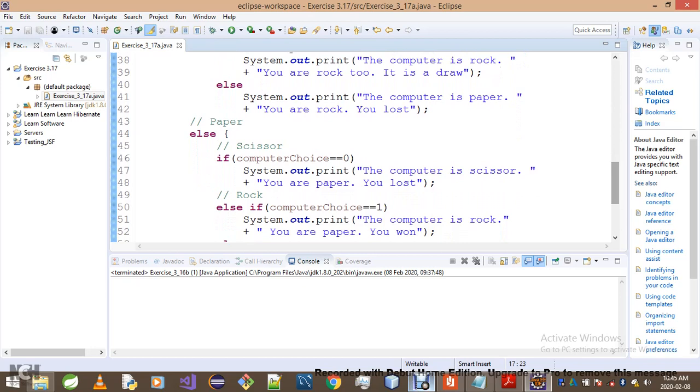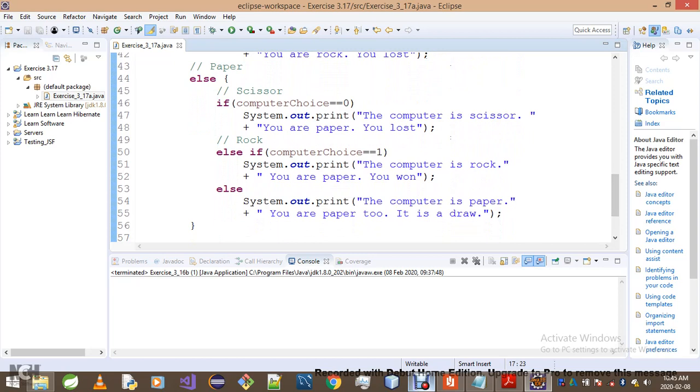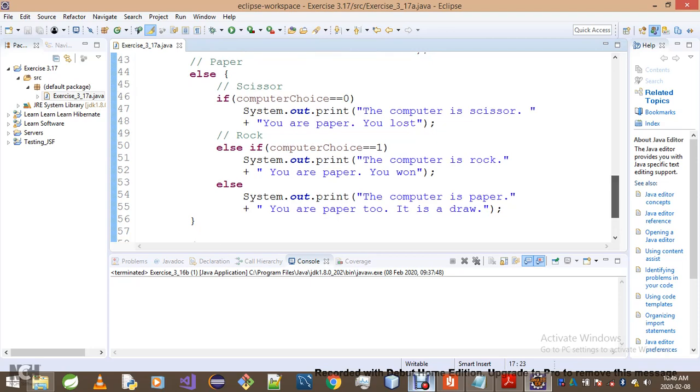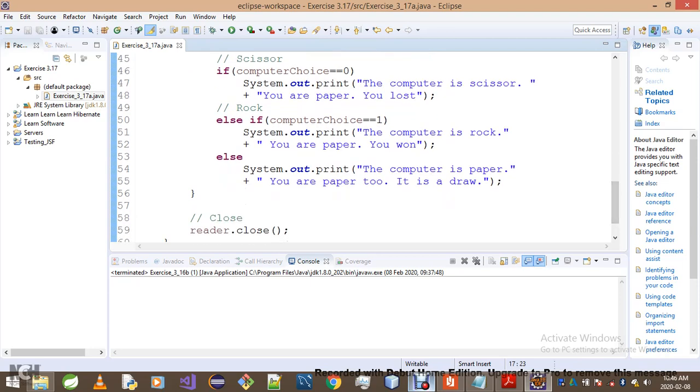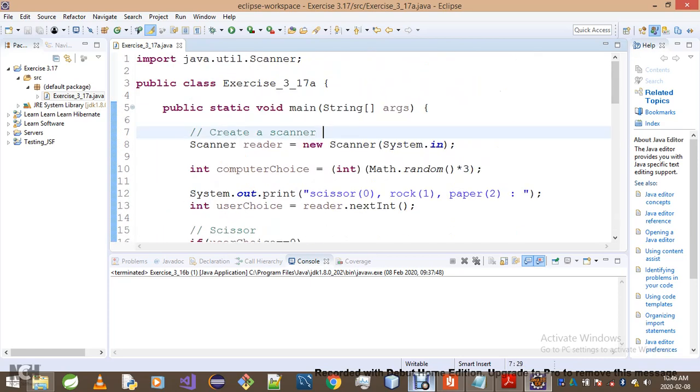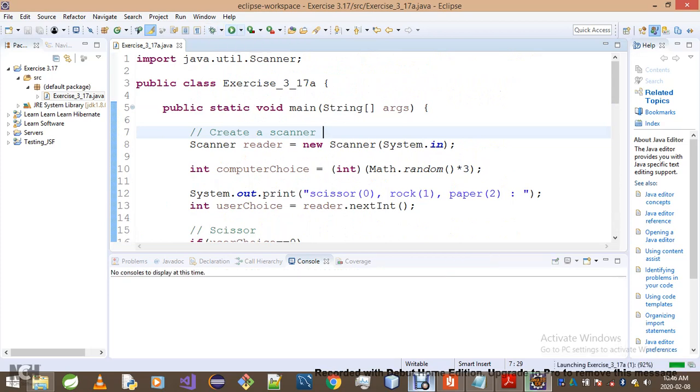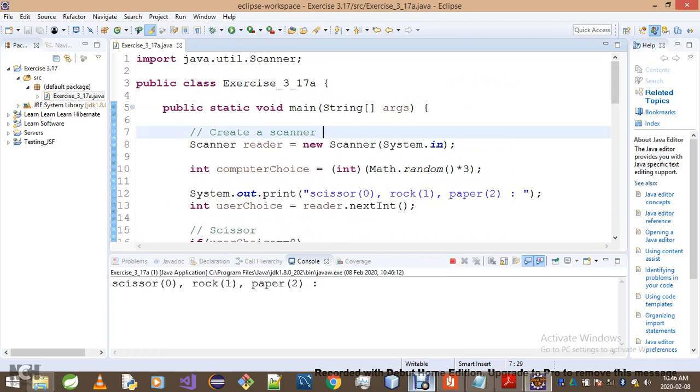Okay, lastly, the computer is Caesar, you are paper, so you lost. The computer is rock, you are paper, so you won. And then in the last case, the computer is paper, you are paper too, so it's a draw. I'm so sorry for taking too much of your time. I know this should have been a straightforward problem or solution rather.